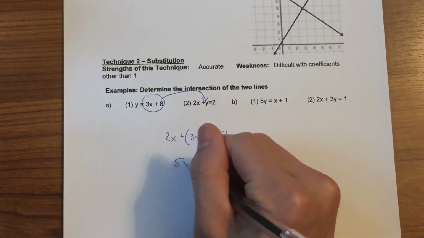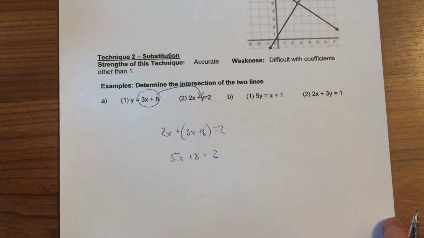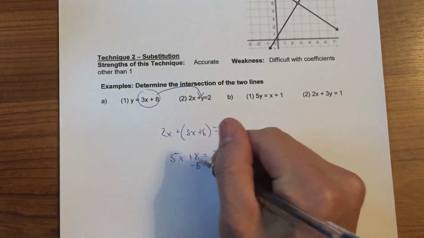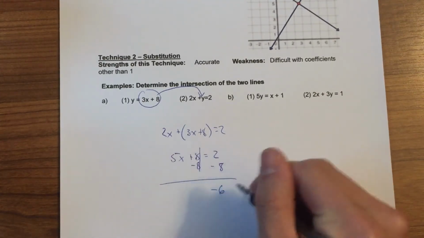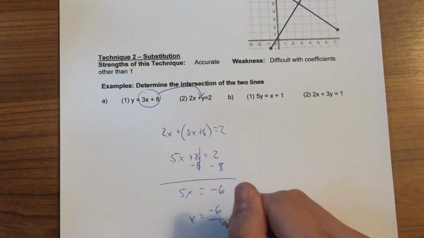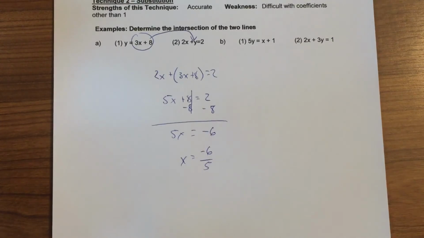We rewrite this equation as 5x plus 8 equals 2. And from here, we can solve. Solving this equation, we're going to subtract 8 from the left and right side and divide by 5. We get x equals negative 6/5.